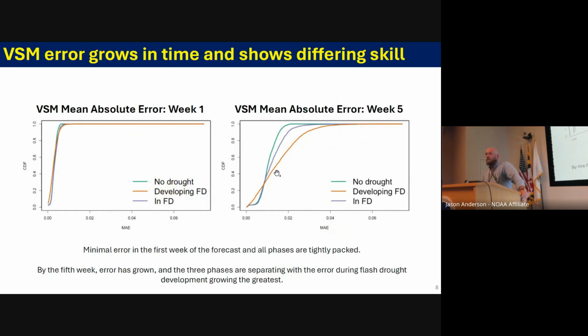But when we look at the error of the volumetric soil moisture, you can see in week 1, all 3 are pretty similar together. There's no separation between the no drought, the developing drought, and the in-flash drought periods. But when we look at the volumetric soil moisture errors in week 5, we see a very similar picture to what we saw with the temperature in week 5: the error between the no drought period, the developing drought period, and the in-flash drought period are separating again. So it does seem that while VSM is showing the correct anomaly out to weeks 3, 4, and 5, the error is still present, and it seems to be driven by the errors in temperature.